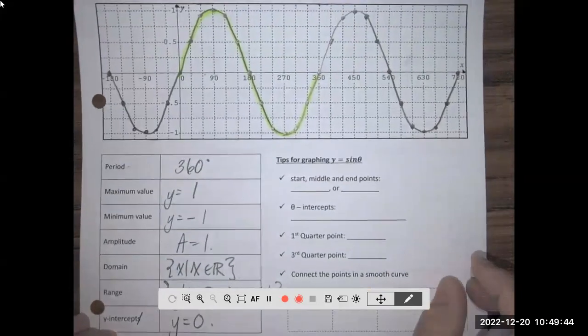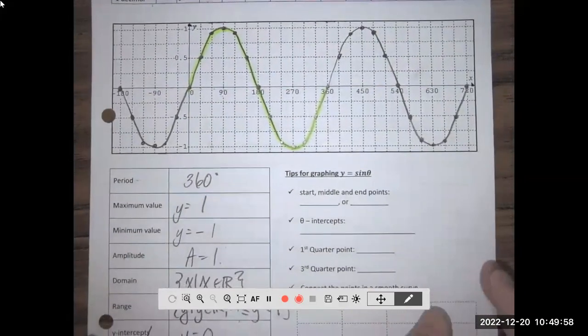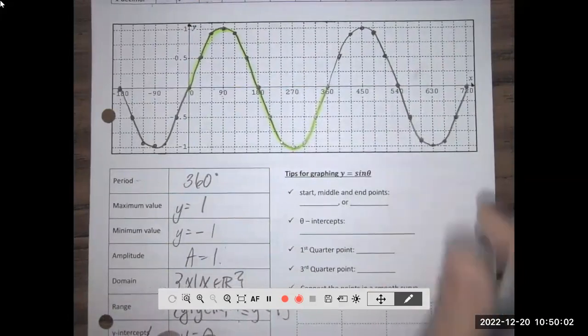Okay. Now, you have just graphed your first sine wave. Okay, so this is our graph for y equals sine theta. It's going to be the bread and butter for what we're going to do after the break. We're going to draw a lot of these, so I really want you to get used to what this curve looks like. So I put some tips here for you.